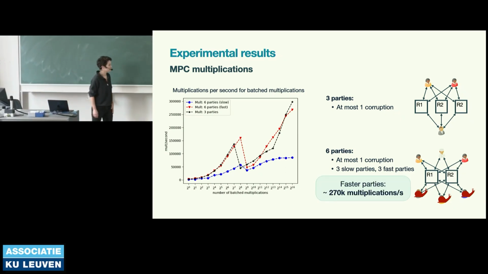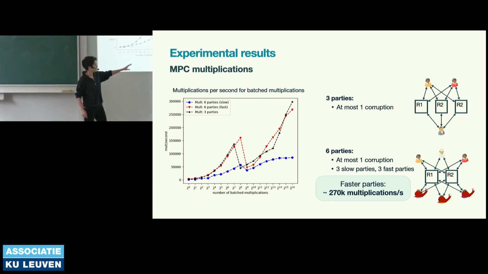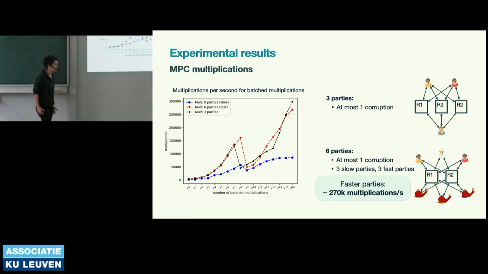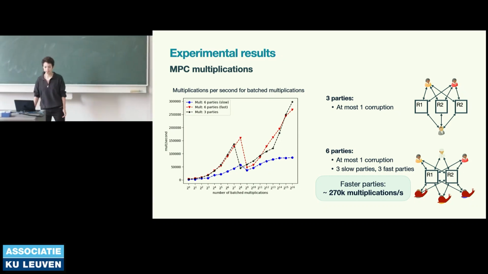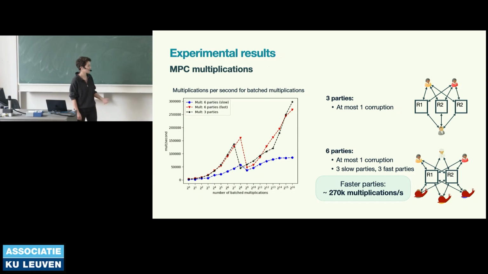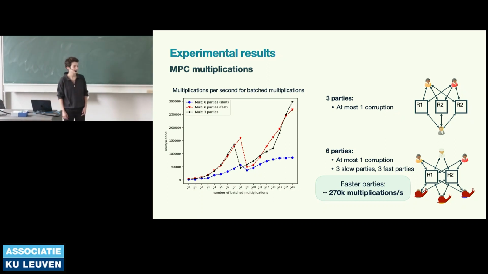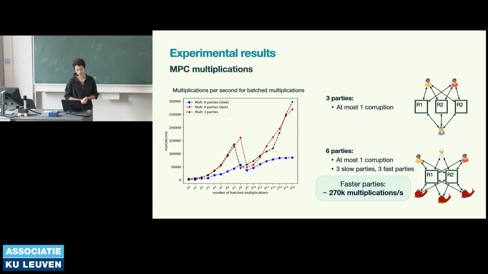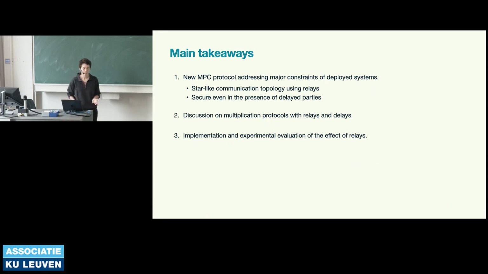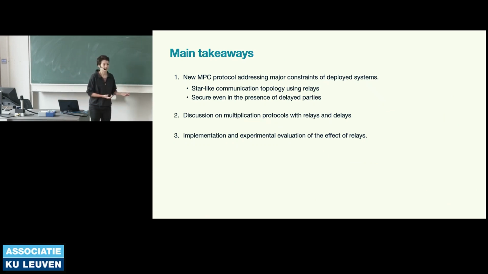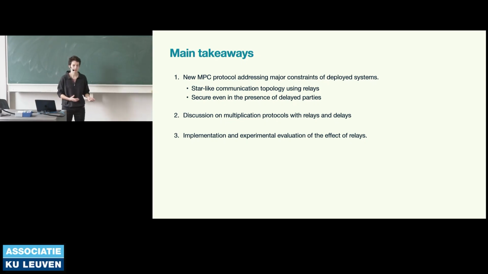So in the end, what we obtain is that with the maximum batch size, we can get 270,000 multiplications per second for the faster parties. And this is for a not particularly optimized version of the implementation, so we predict that we could maybe achieve 1 million multiplications per second for a more optimized implementation.